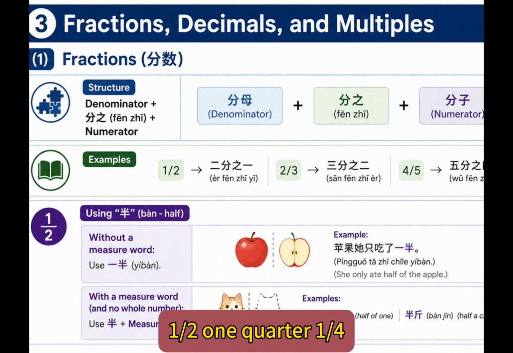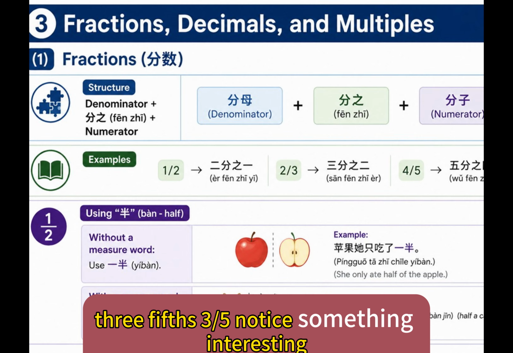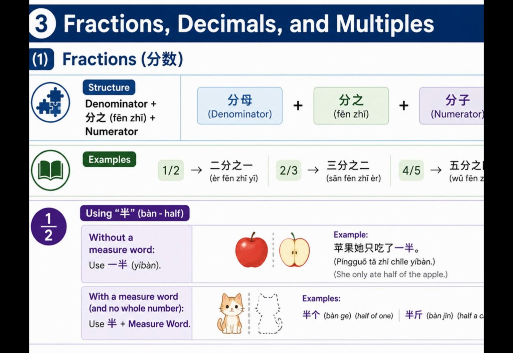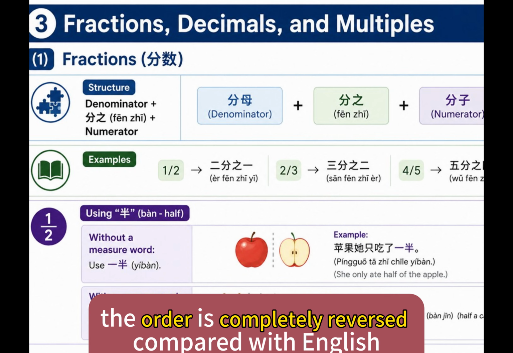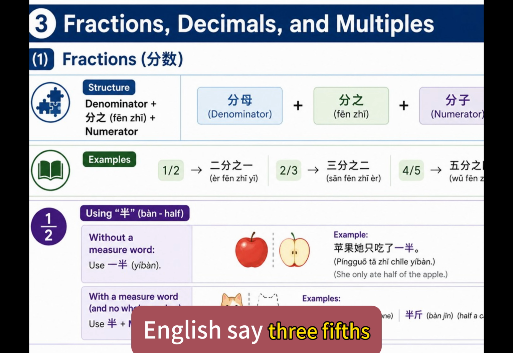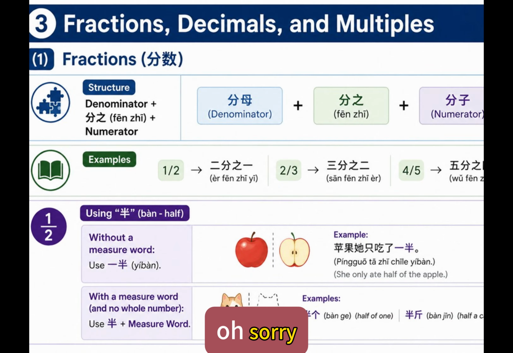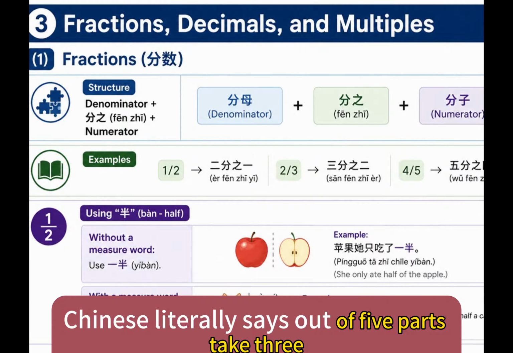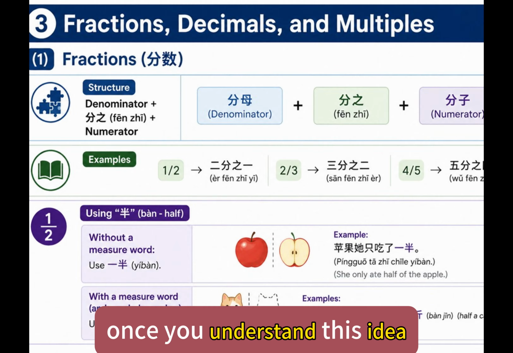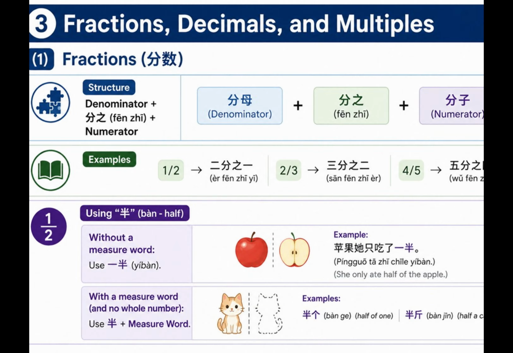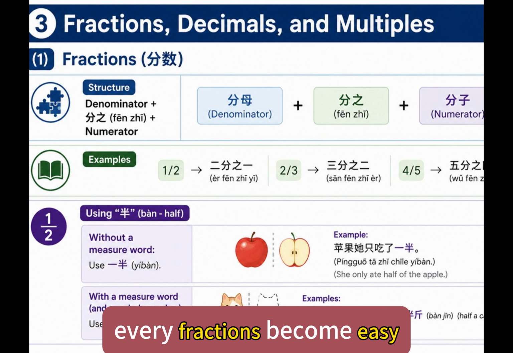1/2, 1/4, 3/5. Notice something interesting. The order is completely reversed compared with English. English says 3/5. Chinese literally says, out of 5 parts, take 3. Once you understand this idea, every fraction becomes easy.